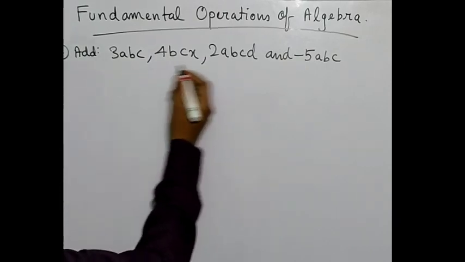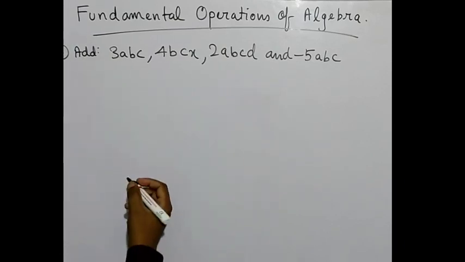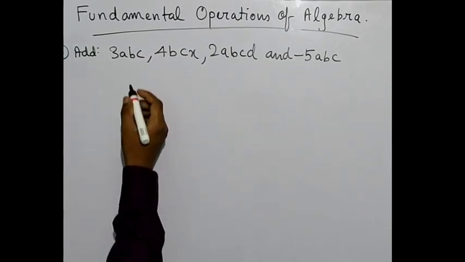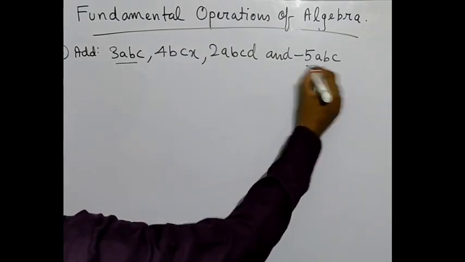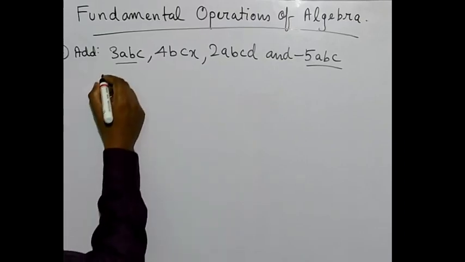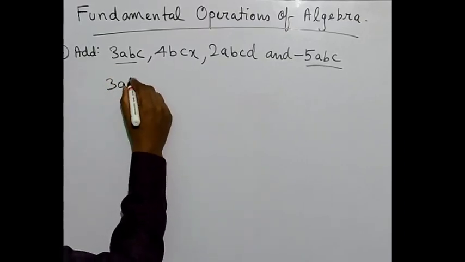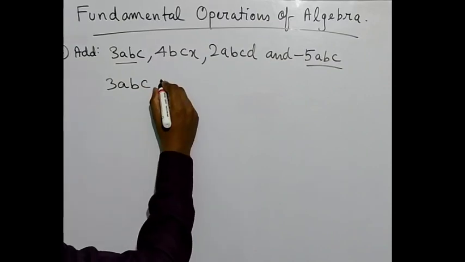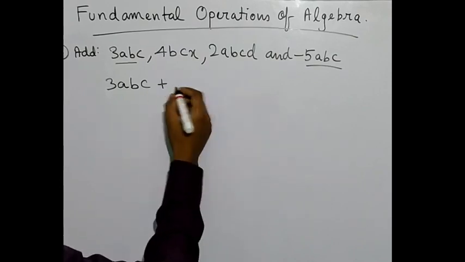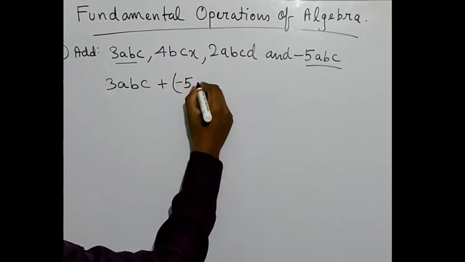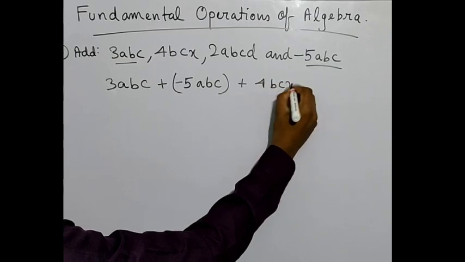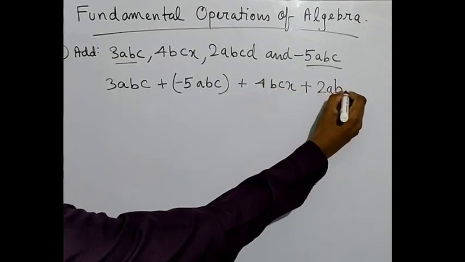So here you see all of the terms are not like terms, which means addition is not possible for all. So here you see 3abc, and here also you have abc. So we can add these two terms, but these two terms are unlike, so they cannot be added. But they have asked us to add, so let's represent them in the addition form. Plus, bring the like terms close to each other because they are both like terms. So negative 5abc, then plus 4bcx plus 2abcd.